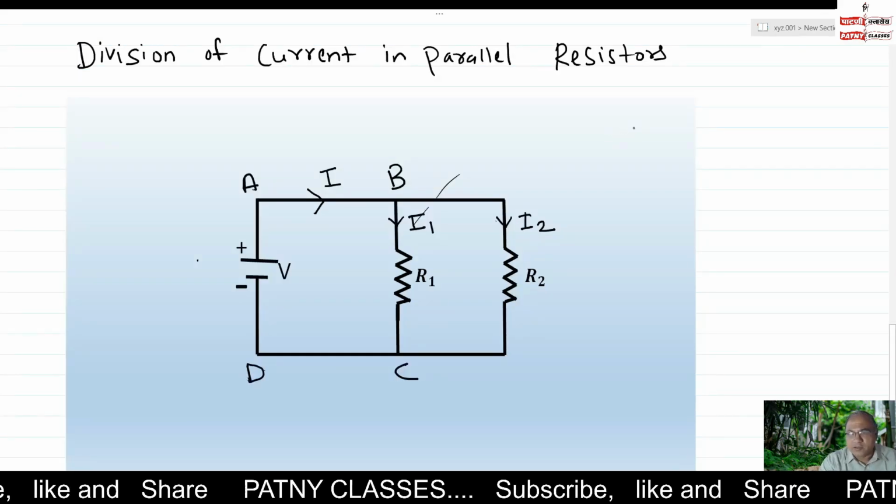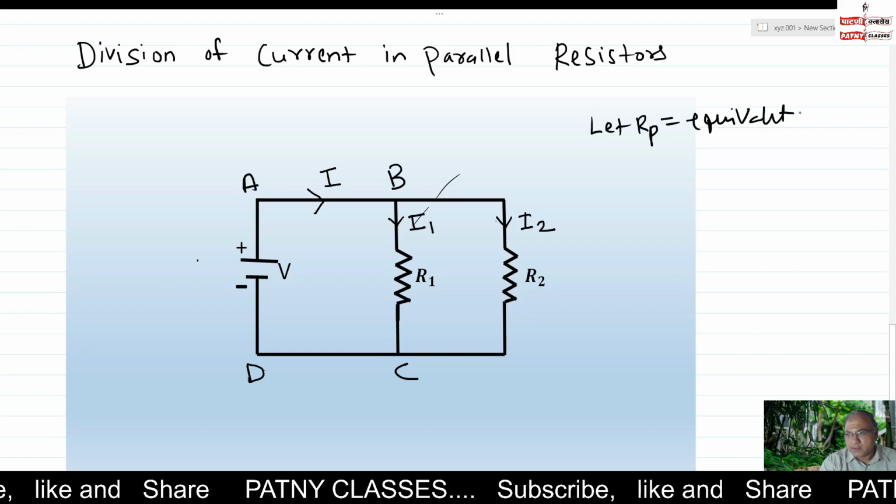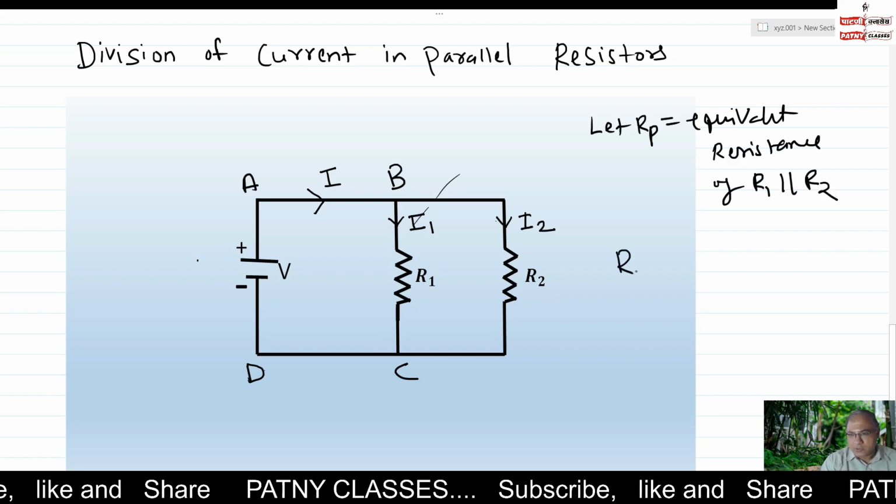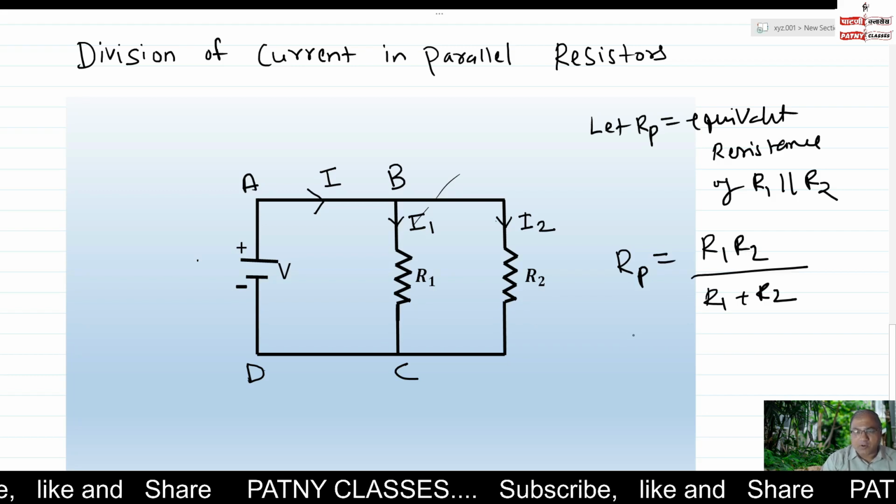First of all, let us find out the effective resistance. Here R1 and R2 are parallel. Let Rp equal the equivalent resistance of R1 parallel to R2. Rp is given by R1 R2 upon R1 plus R2. This is the equivalent resistance of R1 and R2.